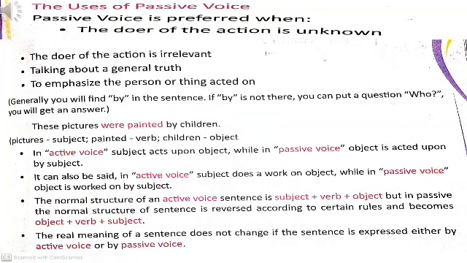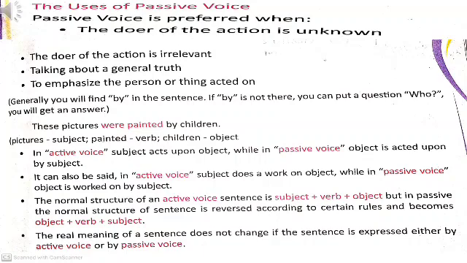Let's find out the uses of passive voice. We prefer passive voice when the doer of the action is unknown or irrelevant. We also prefer passive voice when we talk about any general truth. And when we want to give special attention to the person or thing acted on, we prefer the use of passive voice. Students, in sentences of passive voice, the preposition by is used generally, not every time; there are some exceptions also. For example, these pictures were painted by children. Here by is used.